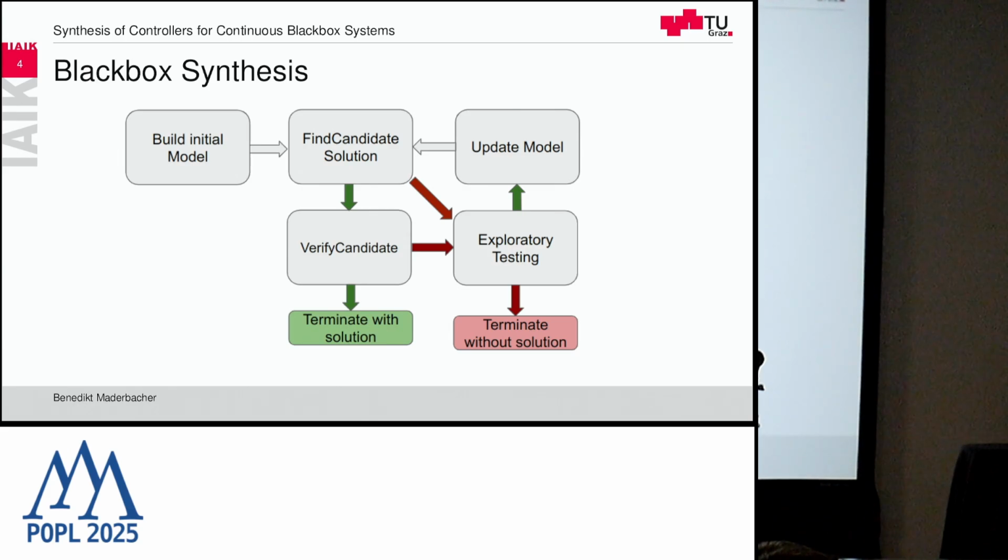If this verification fails, or if we do not find any candidate because maybe the model looks like there is no possible control function, then we also have an exploratory testing component that runs some additional guided tests to figure out how the model should look at different parts of the system that are currently underexplored, so we can open up new parts for potentially finding candidates there.